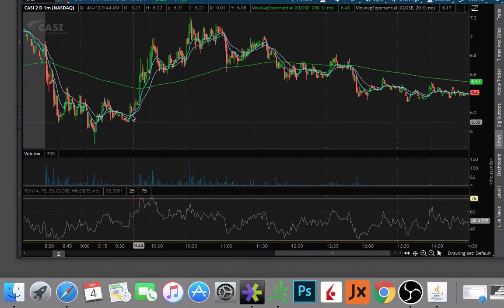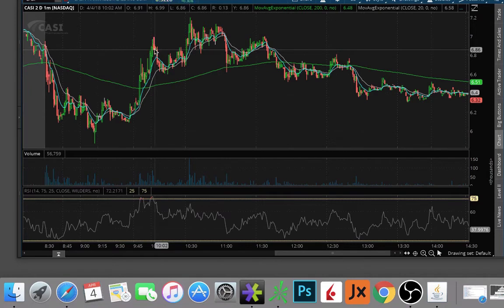And then I noticed that this thing made a nice U-shaped pattern. It came back, and when it came back, I actually shorted into Hyaday resistance right here. I think I got short at 687. And I didn't cover. I should have covered right here. I had $200 in gains right there. I didn't cover. I shorted 1,000 shares.